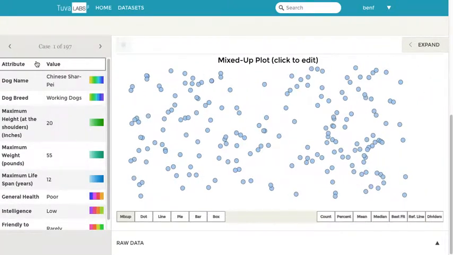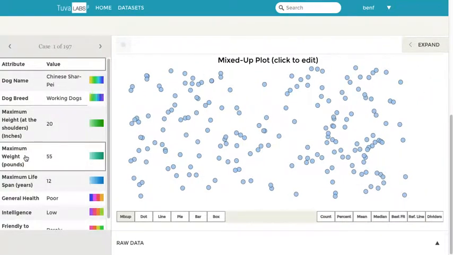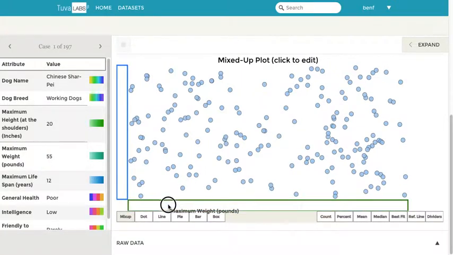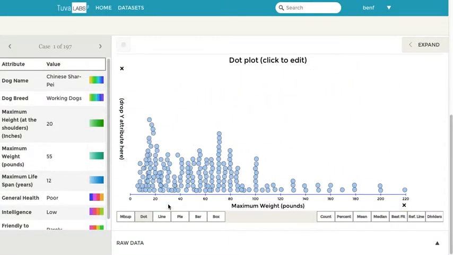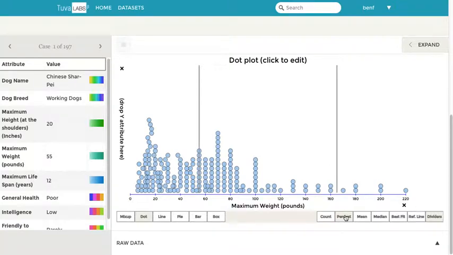Let's start by dragging the maximum weight attribute over to the horizontal axis. Notice that the axis now shows maximum dog weight in pounds. So, what is the typical weight of this group of dogs? Let's click on dividers and also percent.